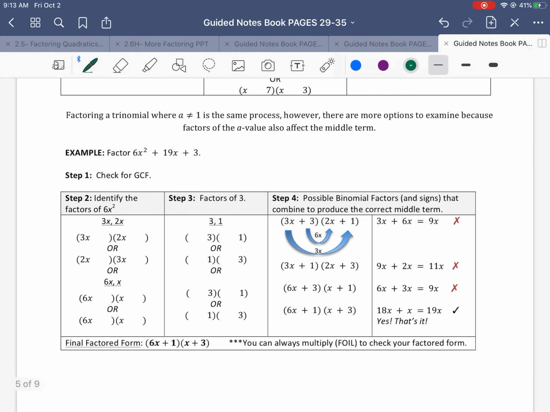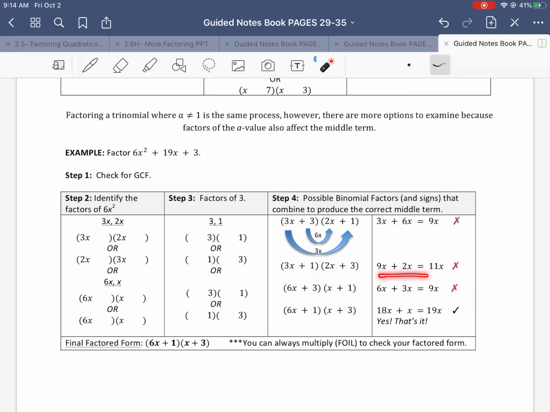So essentially the next one is showing you that there's just way more options once we add an a value. So now when we're factoring 6x squared plus 19x plus 3, notice that 6x squared could break down into a 3x and 2x, or a 6x and x. And then we look at the factors of the 3 at the end, and that could be a 3 and a 1, or a 1 and a 3. So there's just so many different ways to combine these, like we talked about. And it's showing you that we just have to check the middle and the outside. And then we look to see if it gives us the correct middle term there, the 19x.